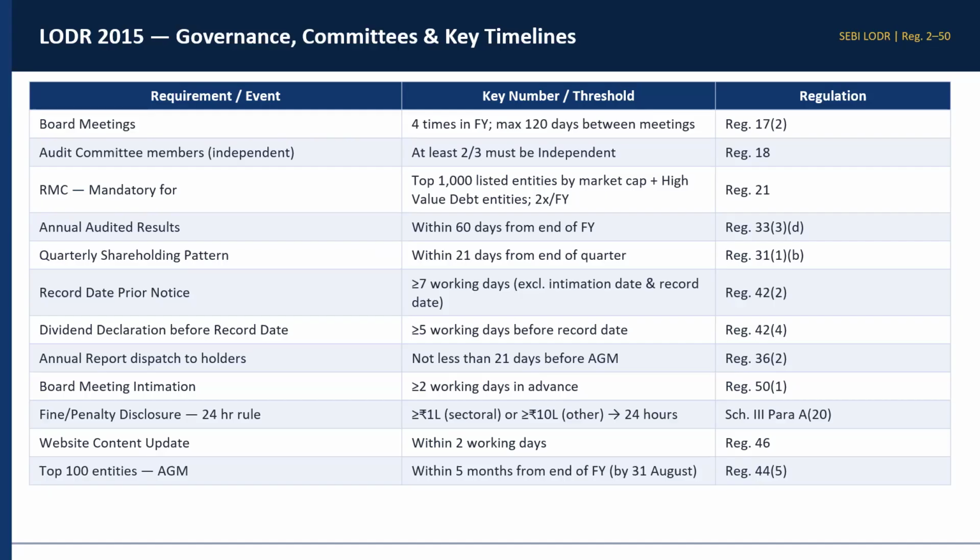इफ एनी फाइन और पेनल्टी इज लेविड अपॉन यू, फिर उसके लिए 24 आवर का डिस्क्लोजर रूल है। ठीक है। और अगर आप ये डिस्क्लोज नहीं करते, तो 1 लाख से या उससे ज्यादा की अगर आपको पेनल्टी लगी है कोई सेक्टरल नॉन कंप्लायंसेस के लिए, ठीक है, या 10 लाख से ज्यादा की पेनल्टी लगी है कोई अदर नॉन कंप्लायंसेस के लिए, तो यू हैव टू डिस्क्लोज इट विद इन 24 आवर्स। बोर्ड मीटिंग इंटीमेशन है विद इन 2 working days in advance.